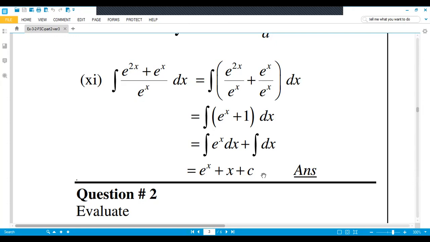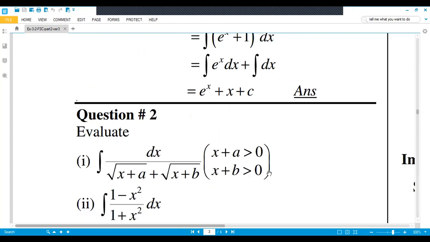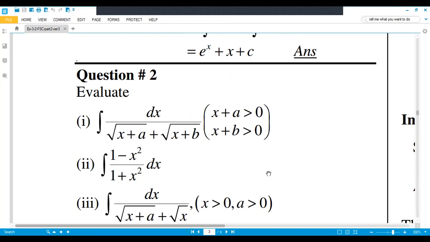So this is the 11th part. We have 11 parts in question number 1. So I hope you will understand it. If there is any difficulty, you can ask in the Zoom meeting class. So try to do some parts of question number 2, and the remaining, inshallah, in the next lecture.